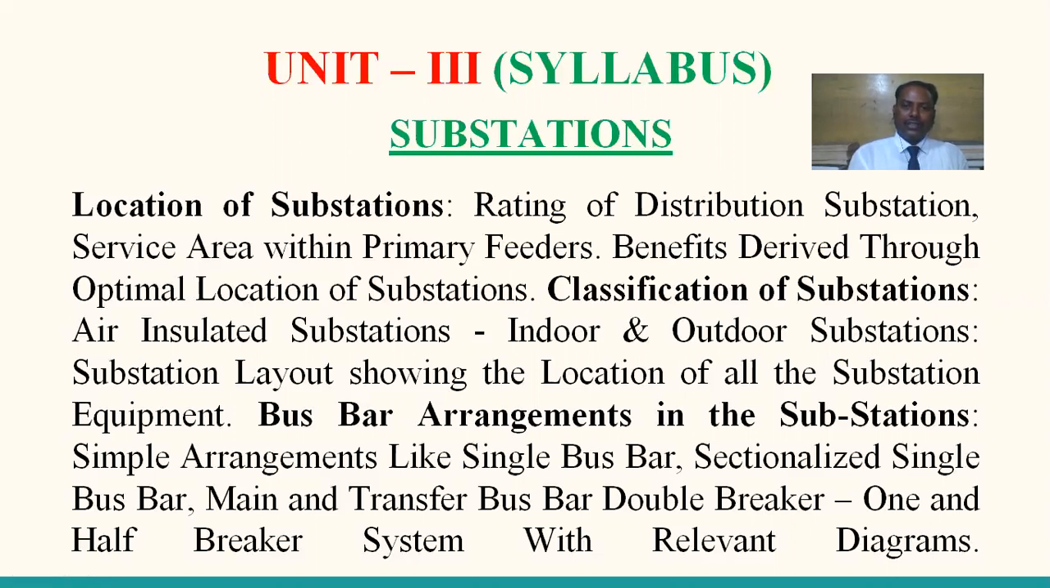So this unit is organized into 3 main topics. One is the location of the substation, location and rating, which we discussed. And the second one is classification of substations. There are 2 classifications based upon the insulation provided. One is the air insulated substation, the other one is the gas insulated substation. But fortunately, we do not have gas insulated substations. That will be covered in HVDC and high voltage engineering. In this particular case, we only have to discuss the air insulated substations.